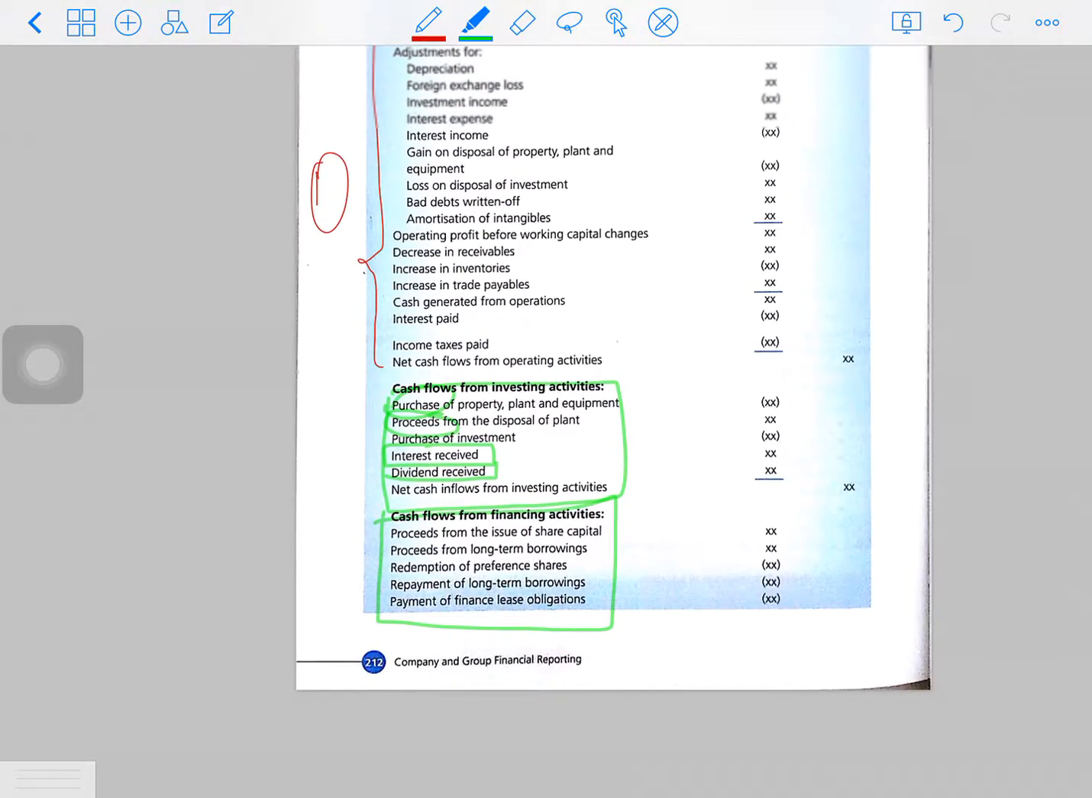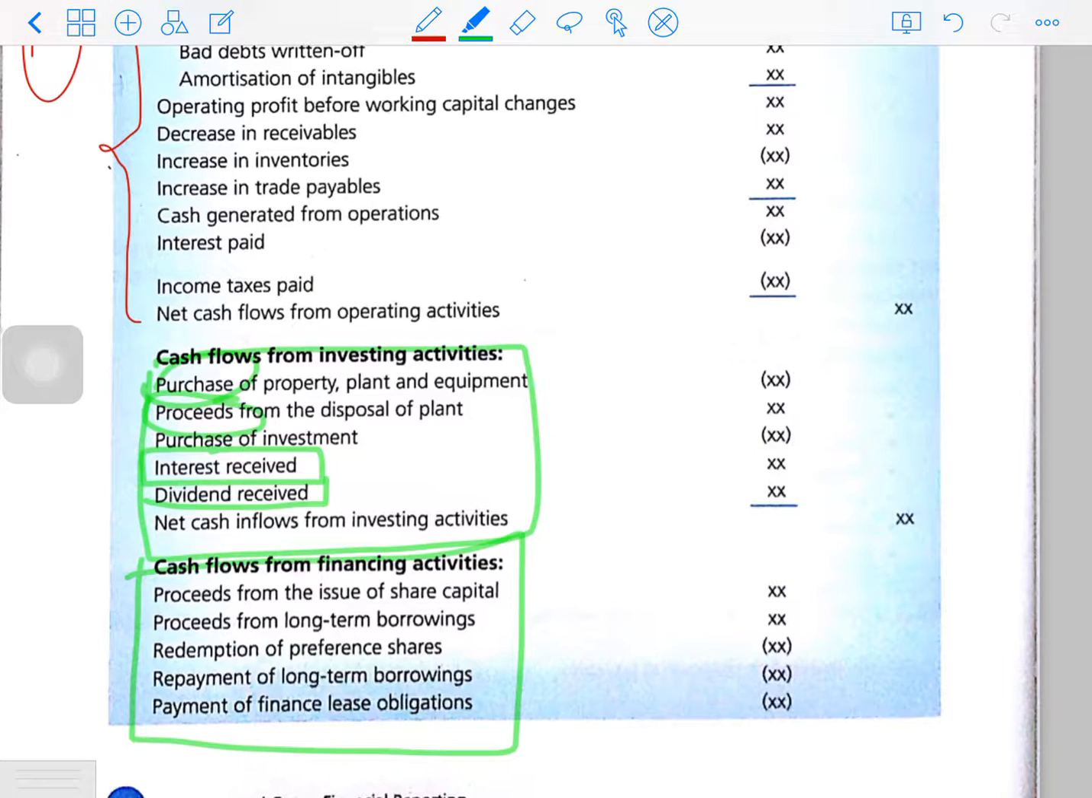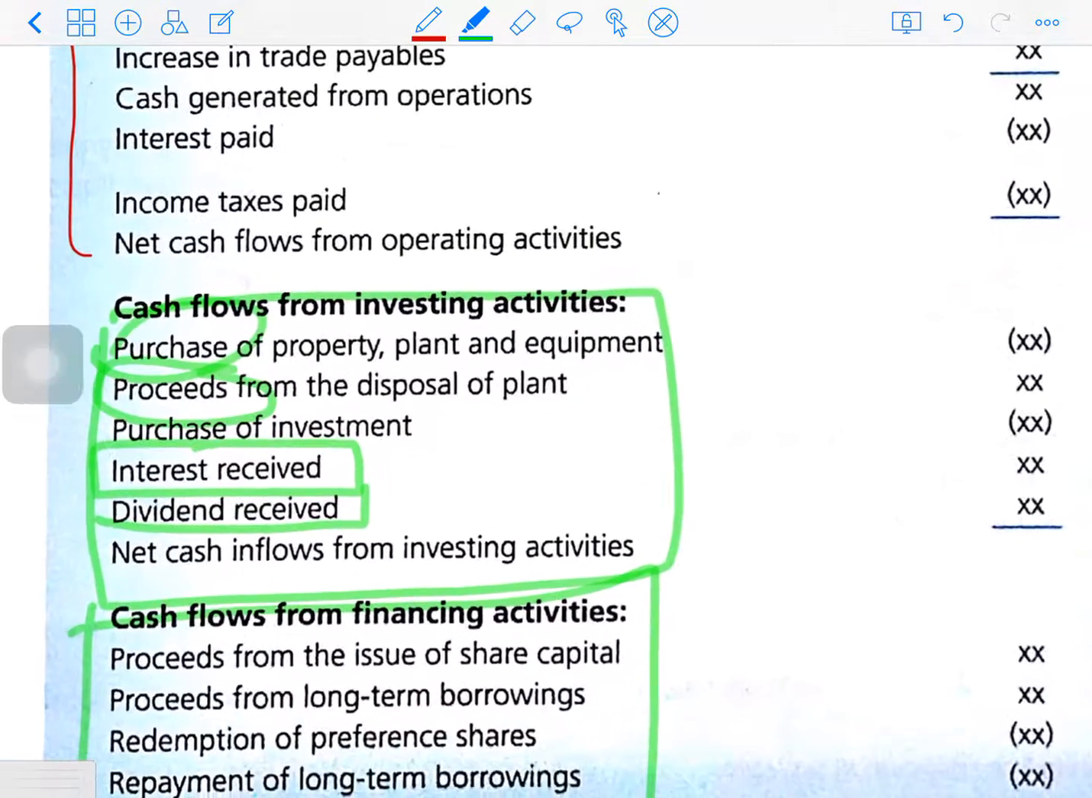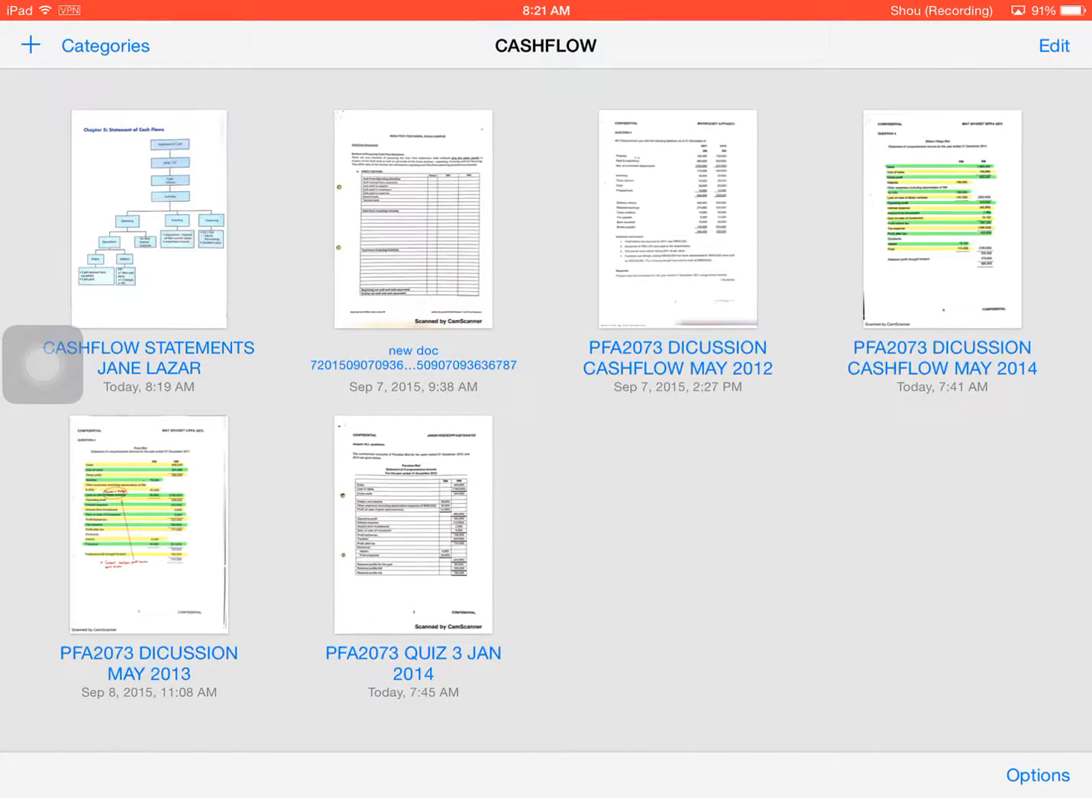So basically that's it for investing activities and financing activities. Today in our class we're going to look at more detail by looking at the application and demonstrating how to prepare the cash flow statement, so that you'll be able to see how to prepare the cash flow statement in a proper way. To do that, I would like to go through a discussion of this question first, which is the past year question, May 2013.